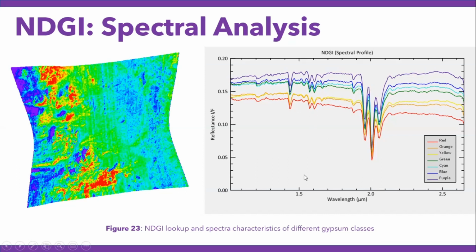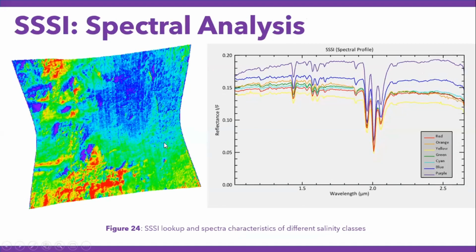We have some weak absorption as well at 1.4 to 1.7, but the strong absorption here happens at 2.1 or, let's say, 2000 nanometer in general. The same here for SSI, we see another conflict.